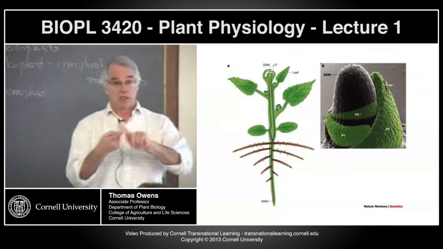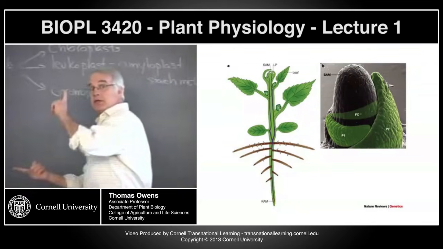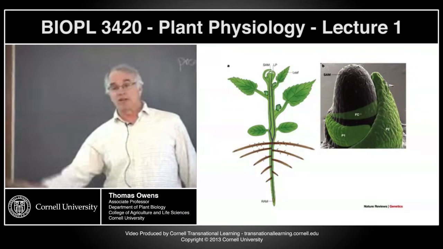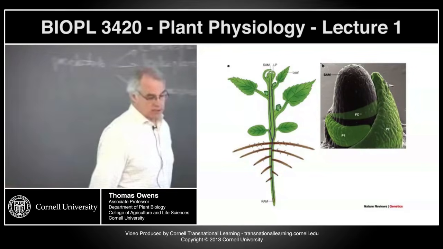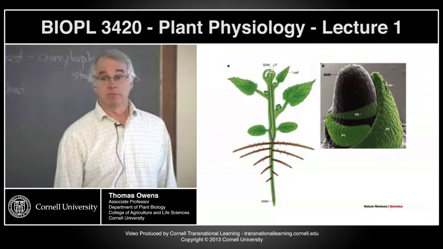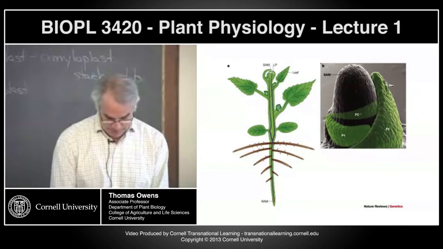Okay, so cell walls, plastids, and meristems. Those are the key things that we're going to come back to many times over the course of the semester to think about unique aspects of what plants do.